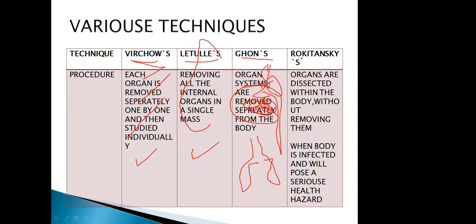Next is Rokitansky system. Organs are dissected within the body without removing them. So here the dissection is done within the body only. They are not taking the organs out of the body. The dissection is done inside the body only. When the body is infected and will pose a serious health hazard, this method is followed.